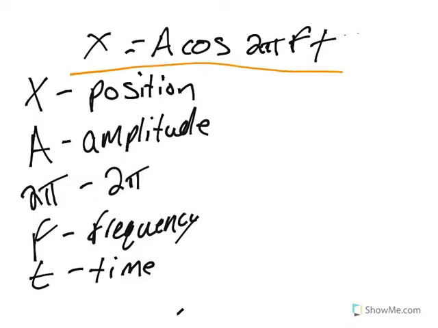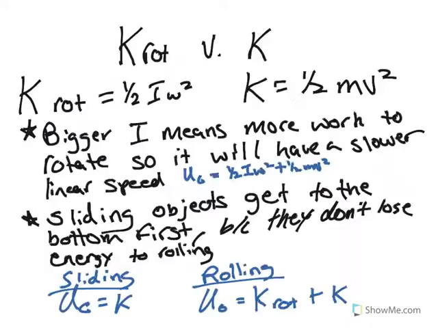This formula, again, is not super important to know how to use as much as to know what the things inside mean. So x is the position, A is the amplitude, 2 pi is just 2 pi, f is the frequency, and t is the time. Okay? So this kind of sums it up. This is 11 minutes, so hopefully that gives you some basics.